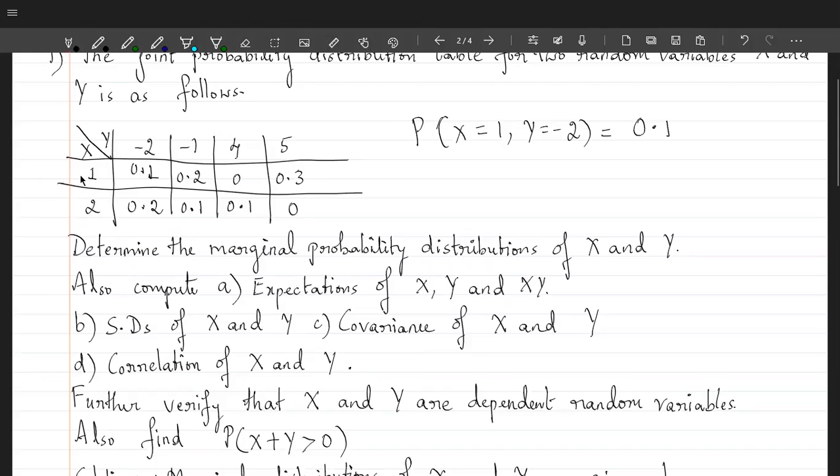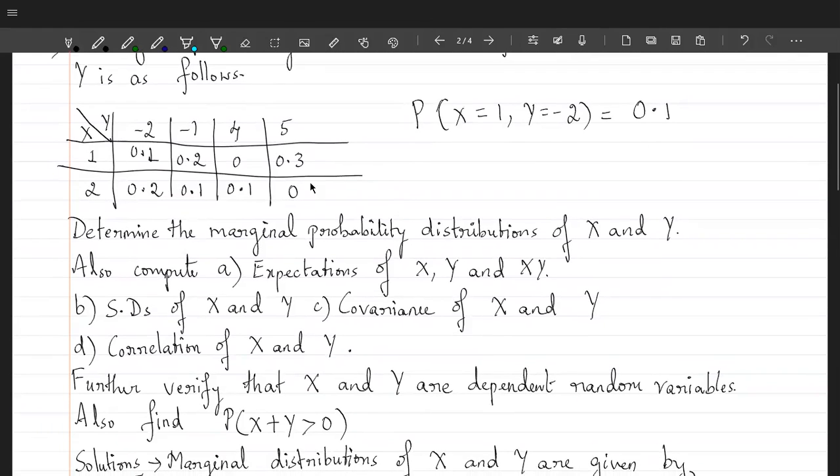Similarly, when X takes the value 1 and Y takes the value -1, the corresponding value is 0.2. When X is 1, Y is 4, this is the value. When X is 1, Y is 5, this is the value. Like that, the last value here is when X is equal to 2 and Y is equal to 5, this is the corresponding probability, and the probability is 0.